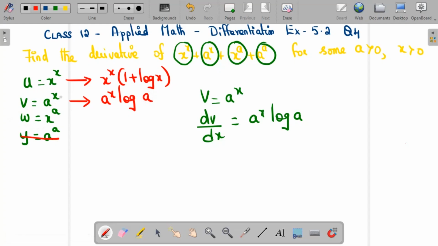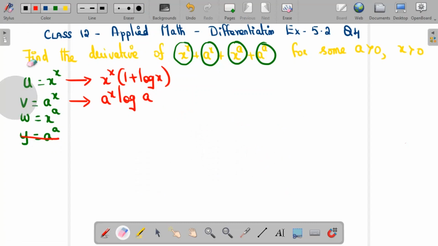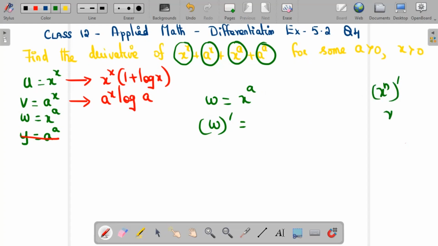Now comes w. As far as w is concerned, you're going to take w is equal to x power a. If you're going to differentiate w, we can directly find its differentiation by the formula. So x power n, if you differentiate, it is n into x power n minus 1. So in this case, it is a into x power a minus 1. So that is what we are going to write here. So this is the final differentiation for this particular term, a x power a minus 1.